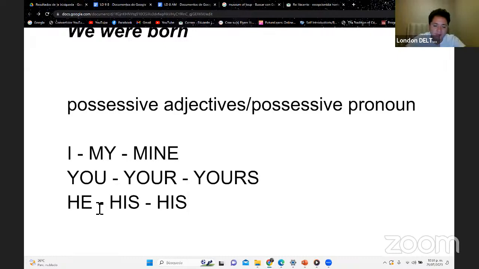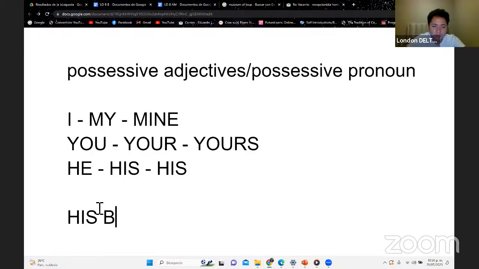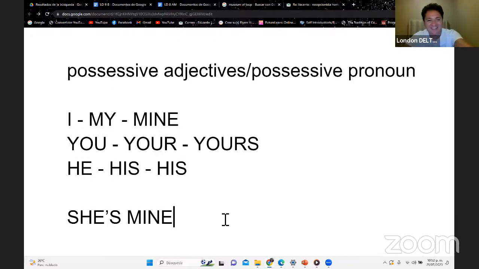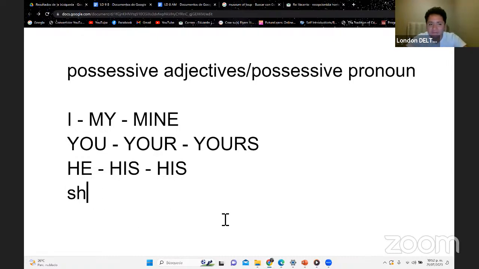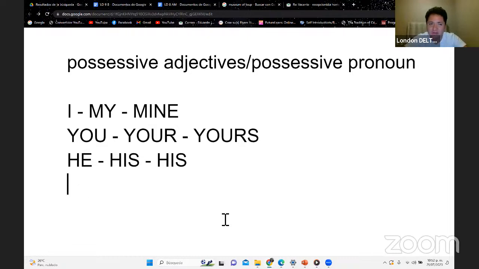Por ejemplo, tú dirías his brother. Pero aquí es raro, por ejemplo, decir el hermano es suyo. Entonces no solemos utilizar mine, yours, his con personas. Bueno, a veces se puede decir de forma posesiva, ¿no? She's mine. Como decir ella es mía, pero suena posesivo, literalmente, right? So, yeah, that's why you say, she's my wife, she's my sister, but you don't say she's mine, right?